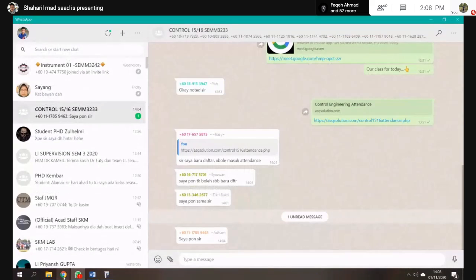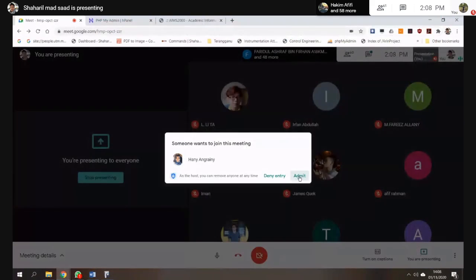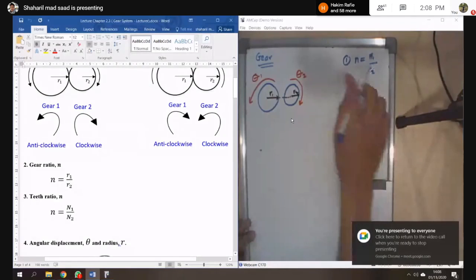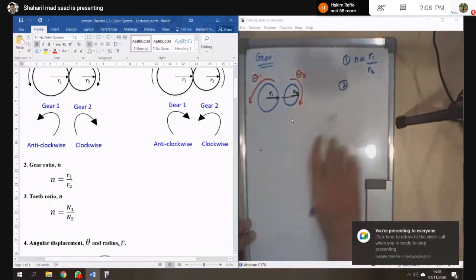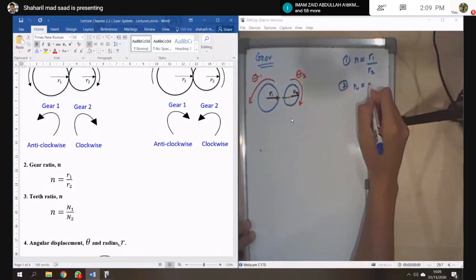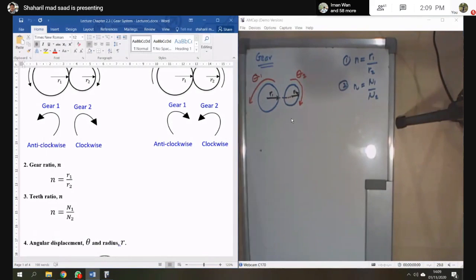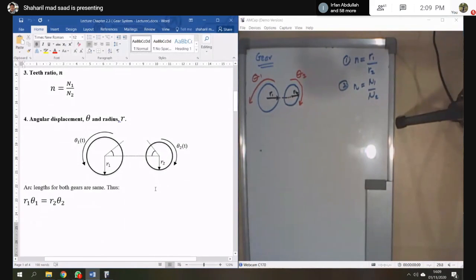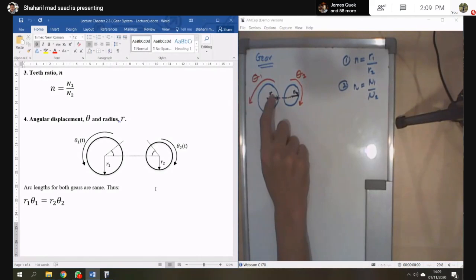Like I mentioned before, we want to find the equation from this system. If you have another system, you can find it too. And then you also have the T ratio. I don't know why they use the same symbol for the T ratio, but it is the symbol. And then you can get another equation between the angular displacement here and also the radius here.